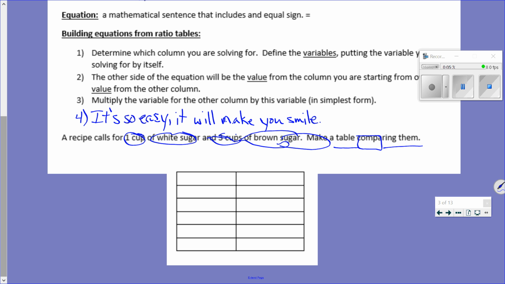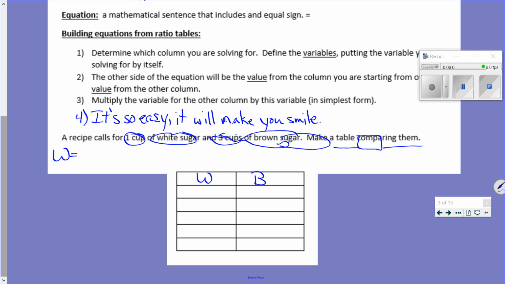W and B. Awesome. I'm very glad you said that, because that is really what I want you guys to get used to doing. I don't want you to write out white sugar and brown sugar. Use your variables, but when I'm using variables, I have to define them. And try to be as specific as you can when you define them. Make sure you include units. It's going to make your variables make more sense. So specifically, what is W?